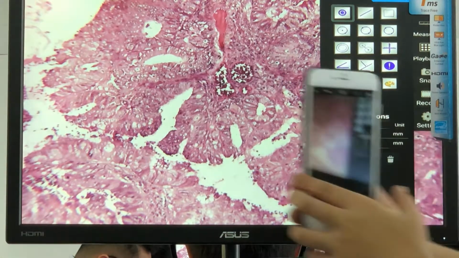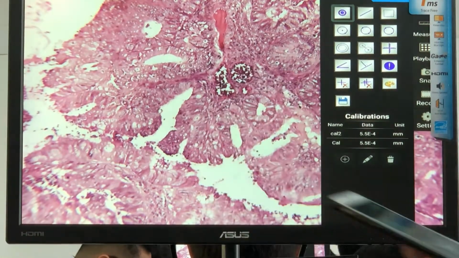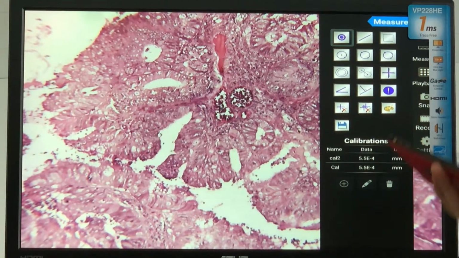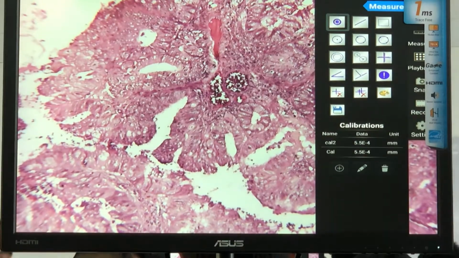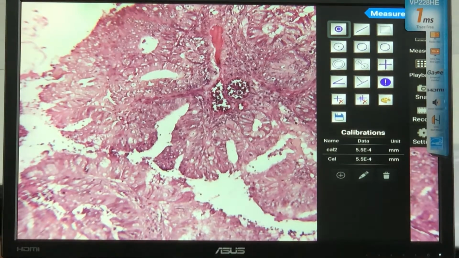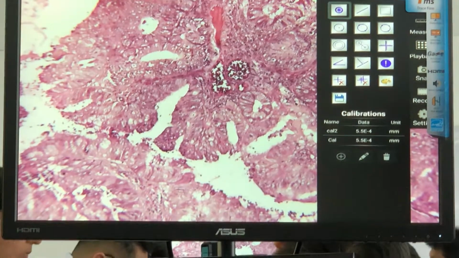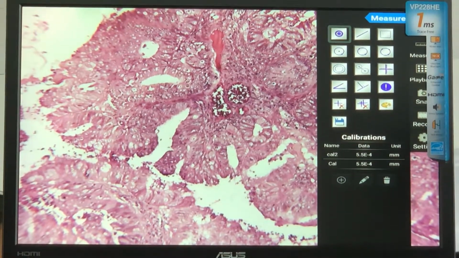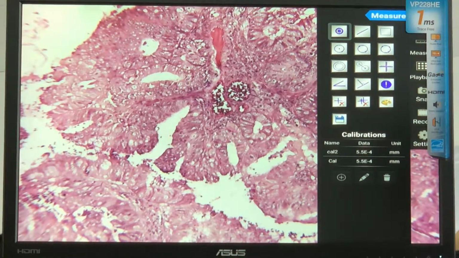So how do you know this is endometrial hyperplasia? So what is the layer? First, let's review the histology. What is the epithelium of the endometrial gland? Columnar. Columnar, there are three.